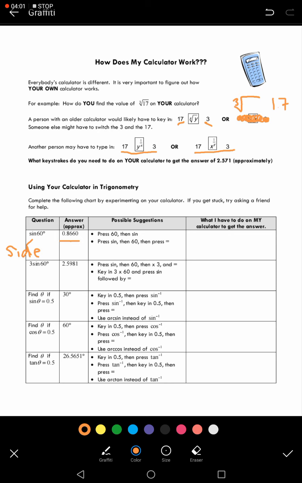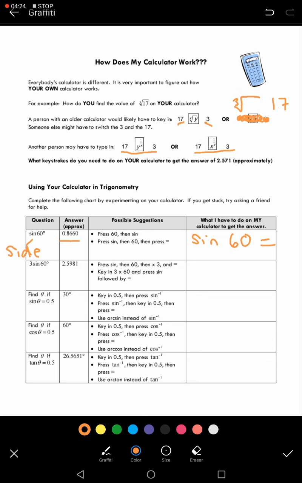So on my calculator here, I type in sine then 60 equals. So for me, it was option 2. So I did sine 60 and equals. So those were my 3 steps on my calculator to get to that answer.